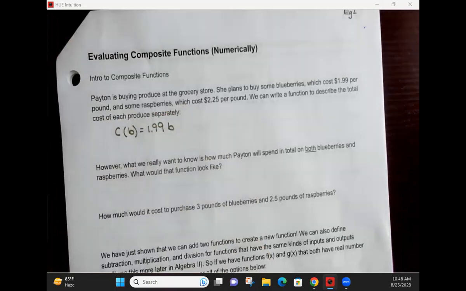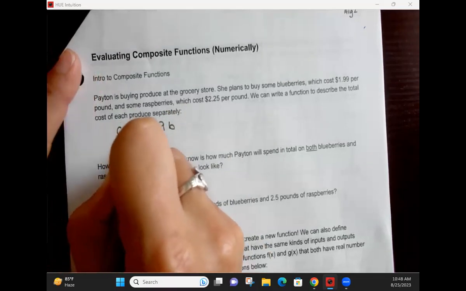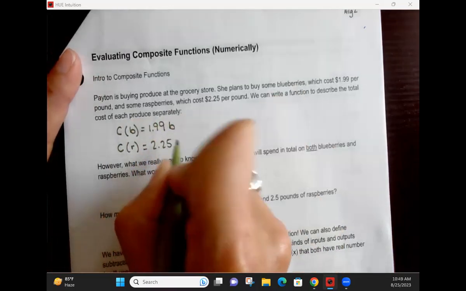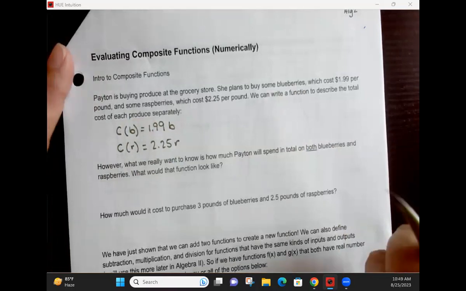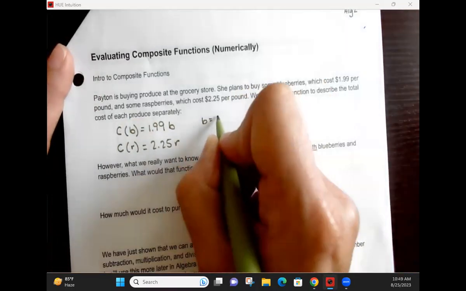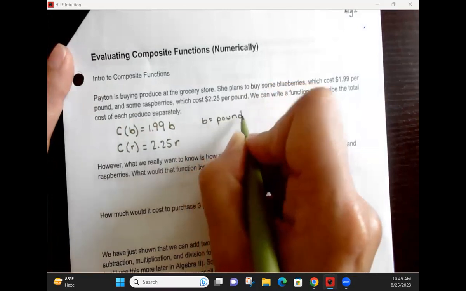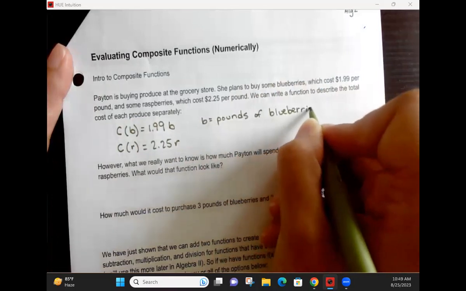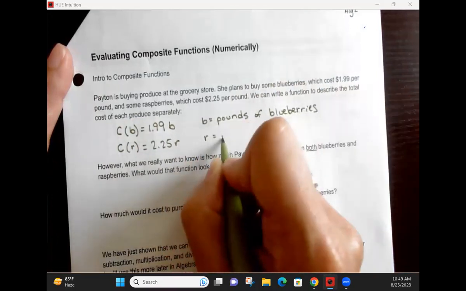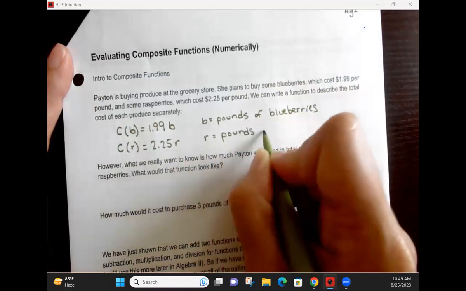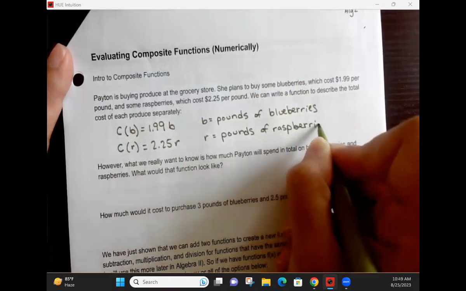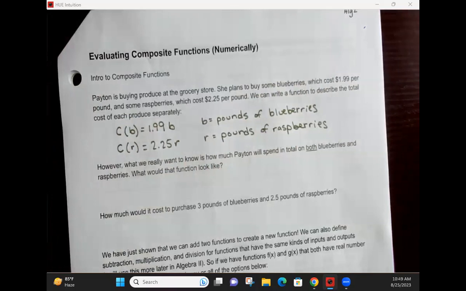And then my cost for raspberries is going to look really similar. The cost for raspberries would be that price per pound times however many pounds of raspberries I buy. So for my example, B is my pounds of blueberries, and R is how many pounds of raspberries she buys. So pretty easy to figure out the cost of each of those things separately.